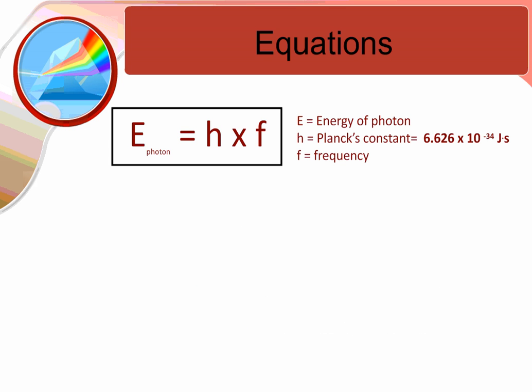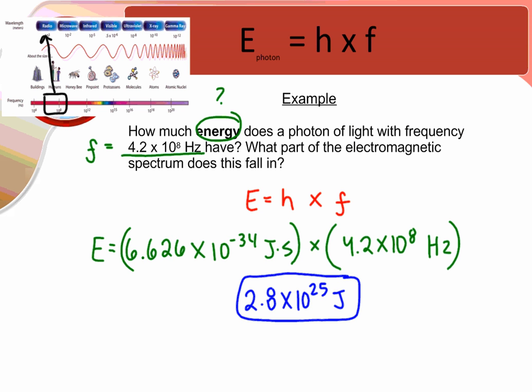The energy of a photon and frequency are related by this formula. Energy equals H times F. This means that the energy of a photon equals Planck's constant, which will always be given to you, times frequency. Let's look at an example problem. How much energy does a photon of light with frequency of 4.2 times 10 to the 8th hertz have? What part of the electromagnetic spectrum does this fall in?